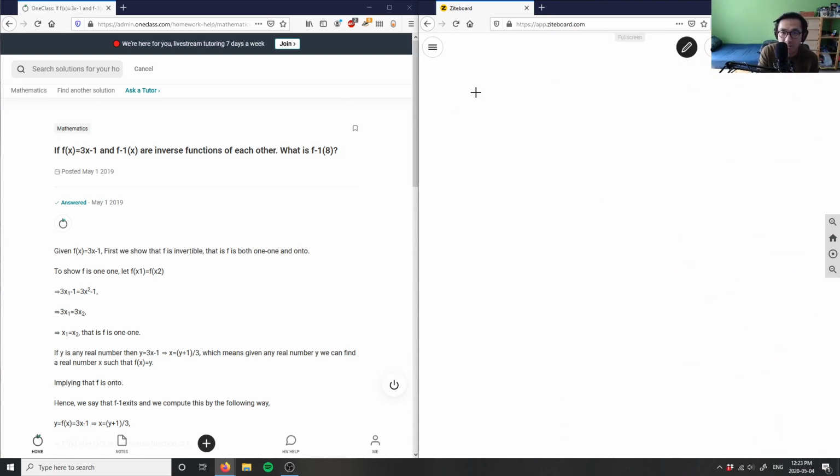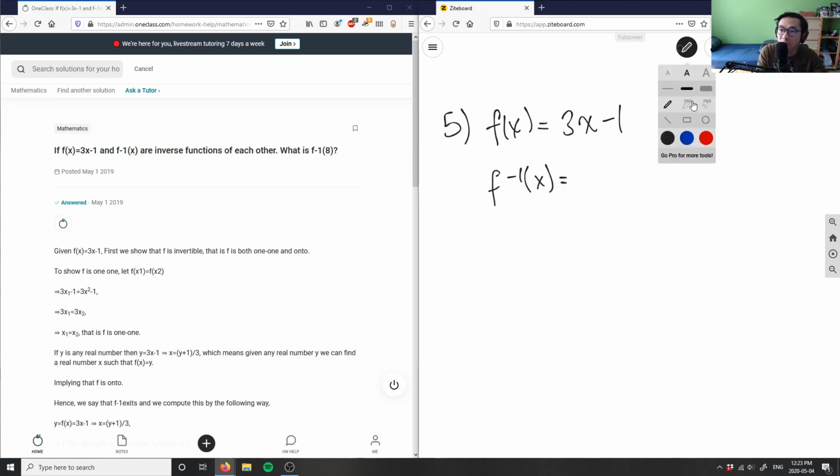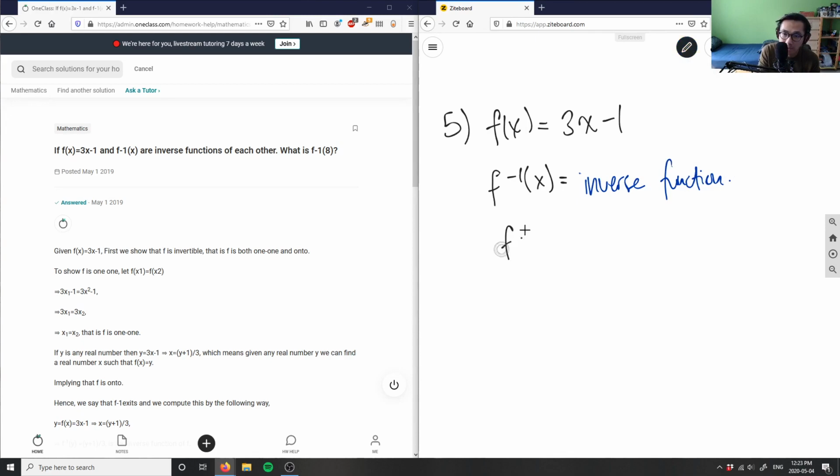So here's number 5. It's asking if f of x equals 3x minus 1, and we have f of negative 1 of x here. This is the inverse function. You can think of this as an inverse function. F of negative 1 just means that it's the inverse function of f of x here. And it's asking us, what is f of negative 1 evaluated at 8, right? It's asking us, what is this value here?